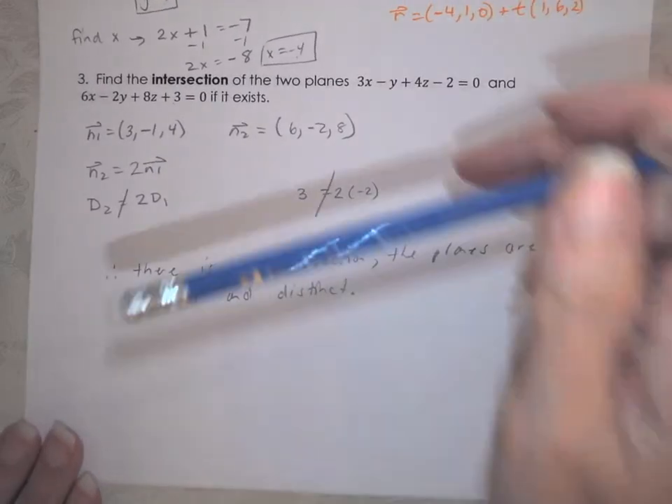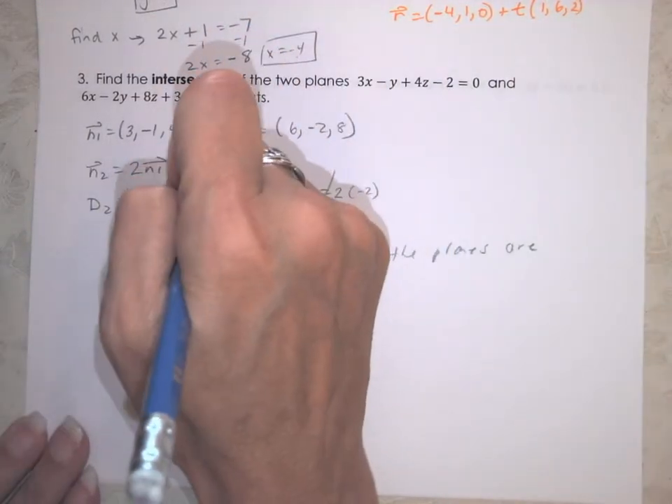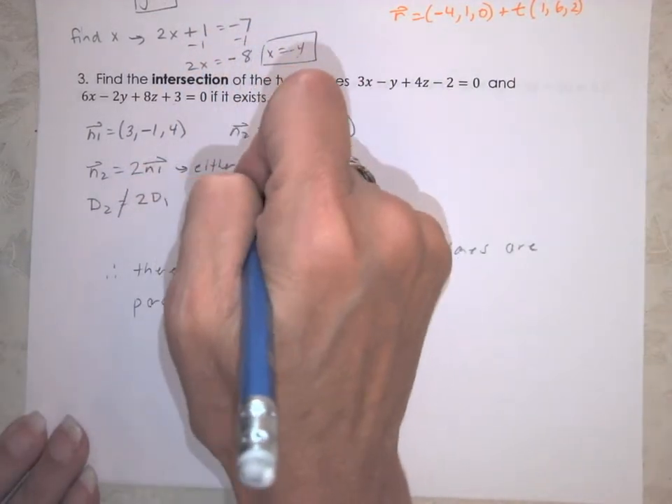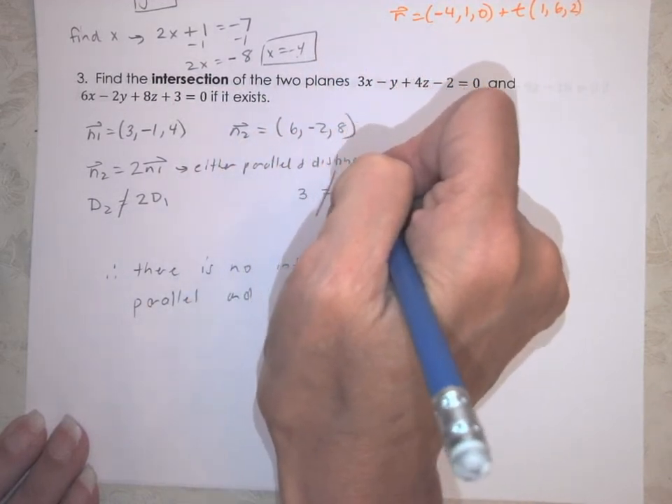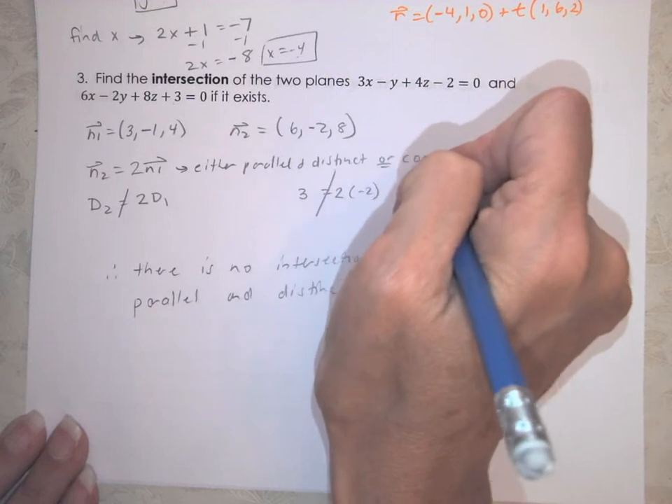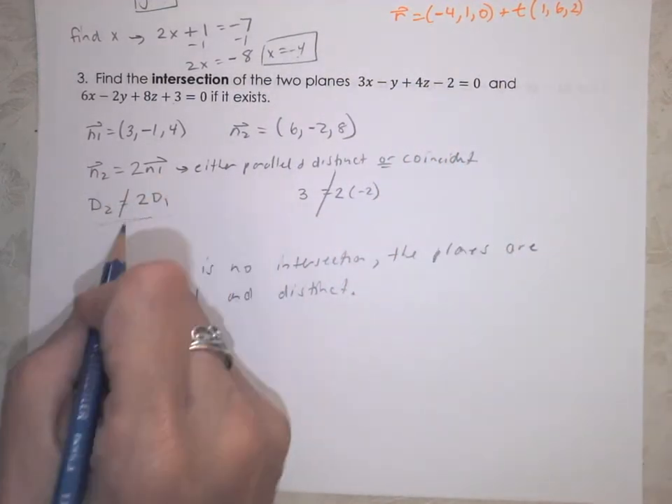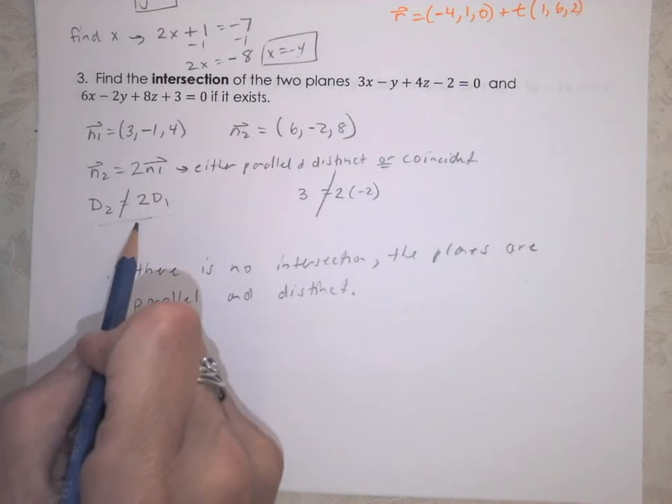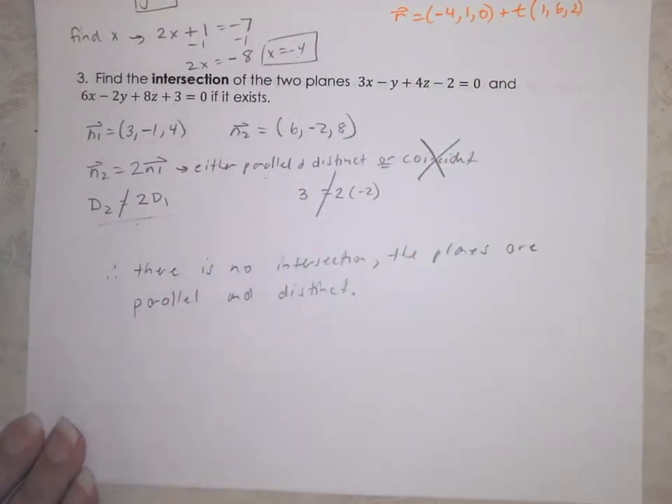So if the normals are scalar multiples, they're either parallel and distinct or coincident. Then you test the d values. d2 is not equal to 2d1, so they're not coincident. They're parallel and distinct, so there's no intersection. If it says find the intersection, you're going to say there is no intersection.